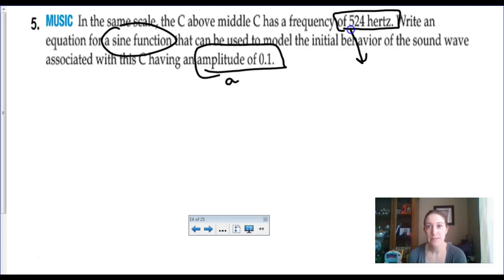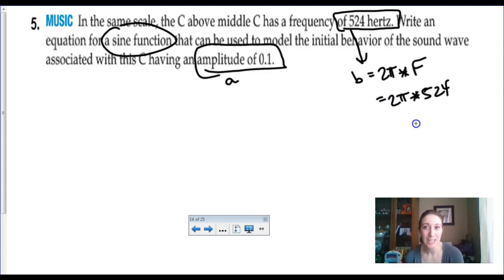This frequency business is basically telling you the reciprocal of the period, but remember there's a formula on another sheet where if you're trying to calculate the b value, which I don't know why I use capital B sometimes, instead of 2 pi over period, you can think of it as 2 pi times the frequency, because that's another way to calculate since they're reciprocals of each other. So the b value here would be 2 pi times 524, so if you want to leave it pretty and in terms of pi, that's 1048 pi, right?